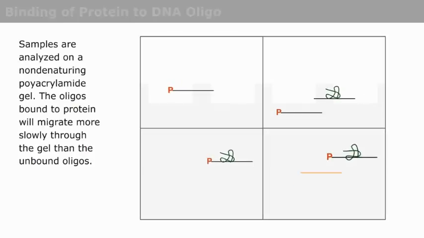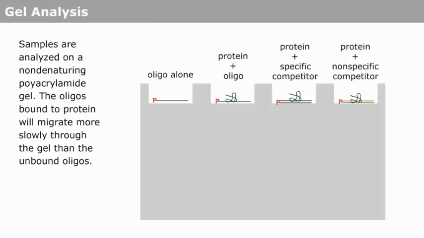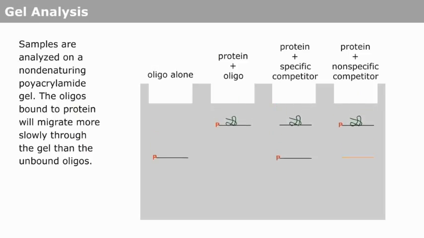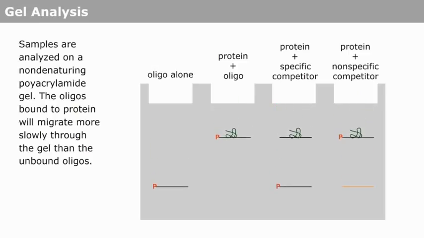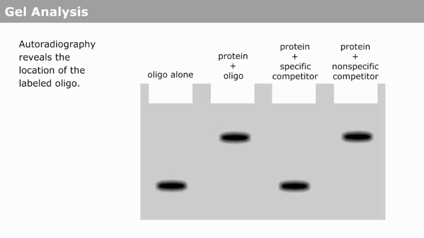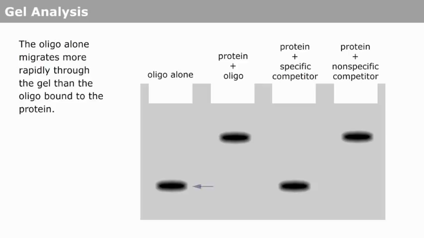Samples are analyzed on a non-denaturing polyacrylamide gel. The oligos bound to the protein will migrate more slowly through the gel than the unbound oligos. Autoradiography reveals the location of the labeled oligo. The oligo alone migrates more rapidly through the gel than the oligo bound to the protein.